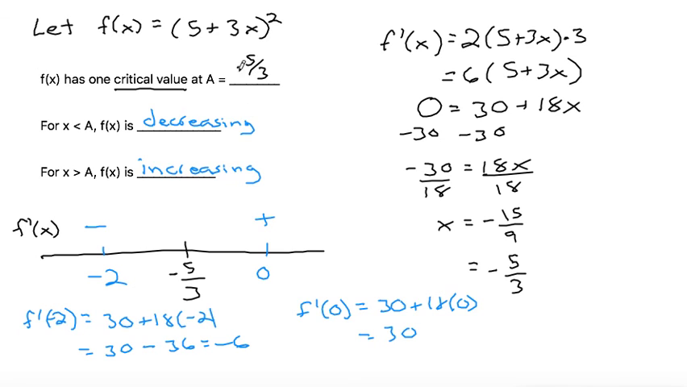So here we go. Our critical value, when x is less than a, our function is decreasing because the derivative is negative. And for x is greater than a, our function is increasing because the derivative is positive.